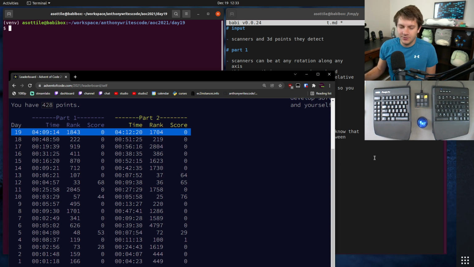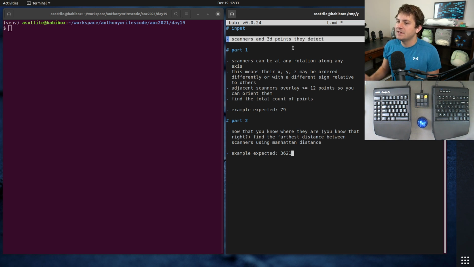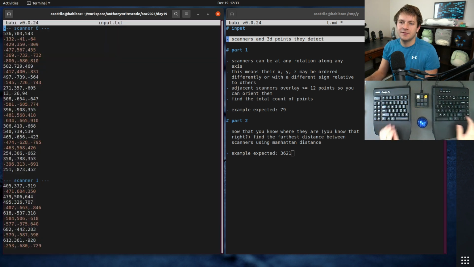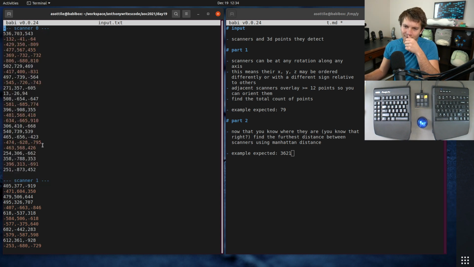But let's jump into the data setup and how I approach the problem. The input of this problem is a bunch of scanners and it lists the 3D points that they detect. So here's a few lines of my input, for example. You can see we find scanner 0, it has a bunch of points here. Then we see scanner 1. My text editor is highlighting this weird because it thinks that it's a diff for some reason. I guess it kind of looks like a diff, so maybe that makes sense.